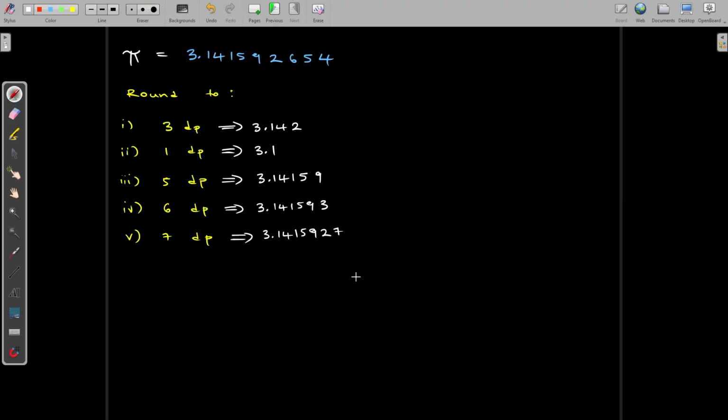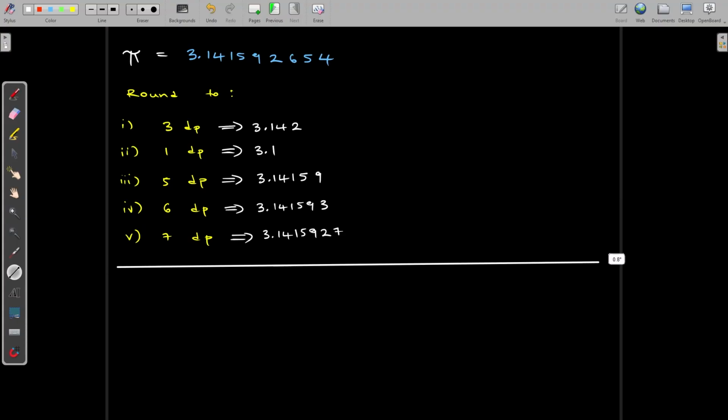We simply look at what's in that position that we want to round off to. We look at the number that comes after. If it is 5 or more, we round up by 1. If it is 0 to 4, we just drop off at that point. That should be pretty straightforward, right?